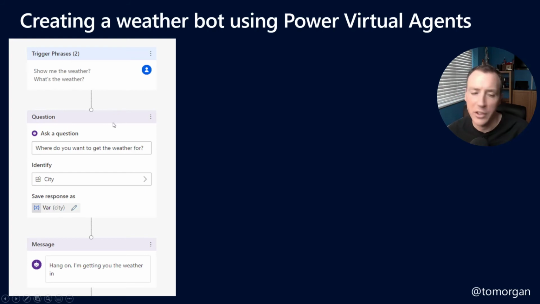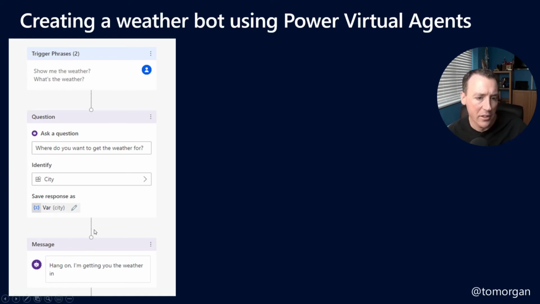Asking a question is the first one, and what I find really nice is that rather than just asking the user for text, I can say what I'm expecting back is a city, and then the Power Virtual Agents engine will make sure that what the user puts in is actually a city. It will validate it against known cities. That's really nice. It's a really powerful validation technique.